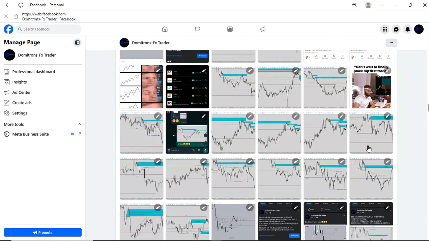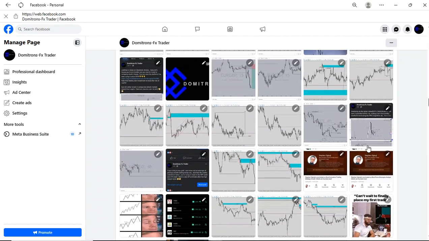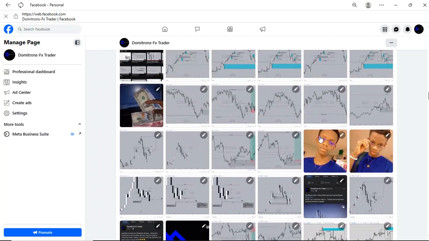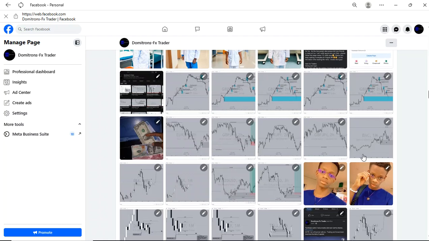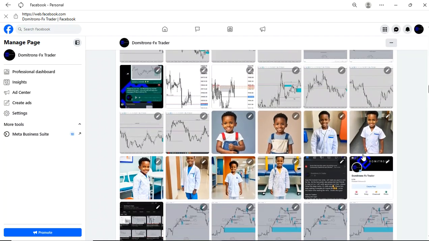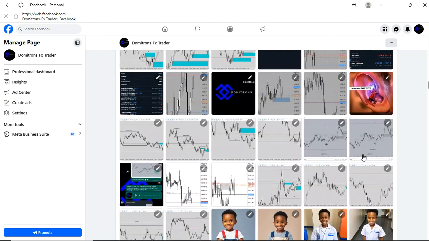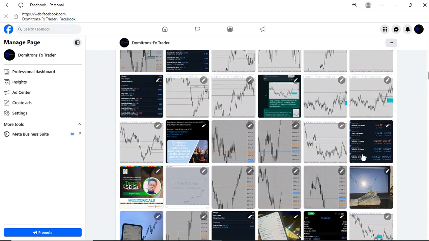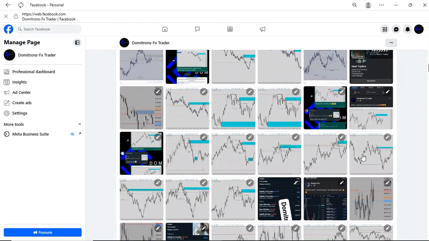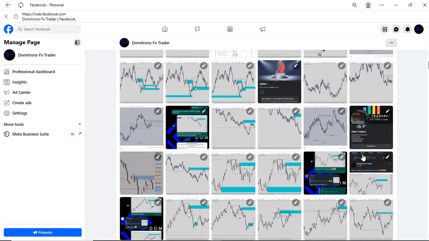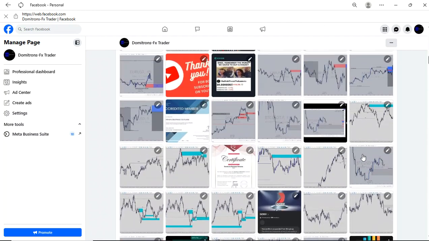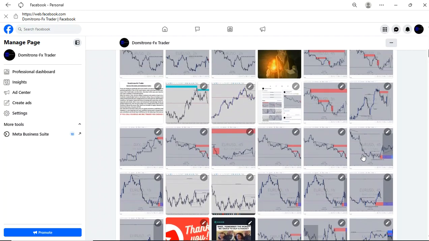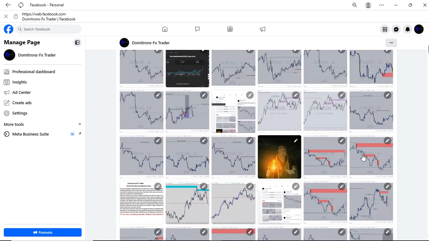This is DXY, this is gold, Euro, GBP, DXY, NZD, GBP, Euro, GBP, and that was the TradingView I used. Okay. So I don't think it's here anymore. I don't know why it's not here. I can't find it.